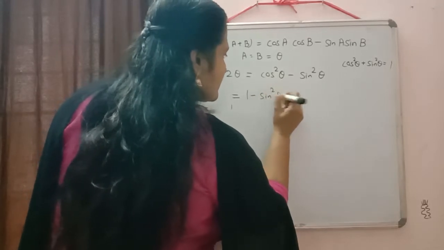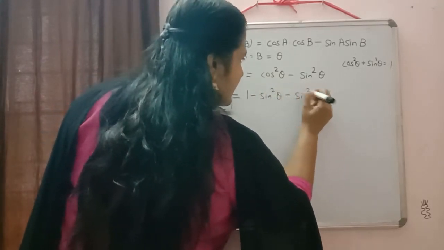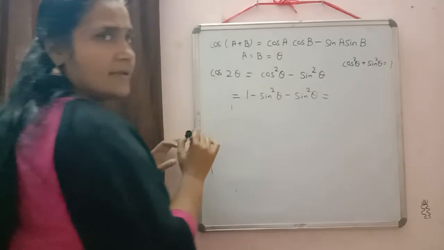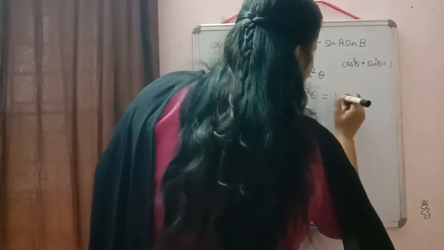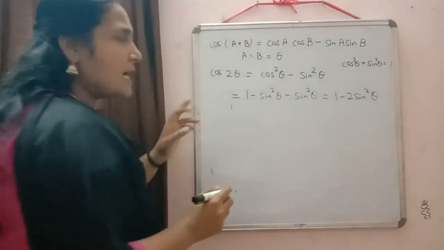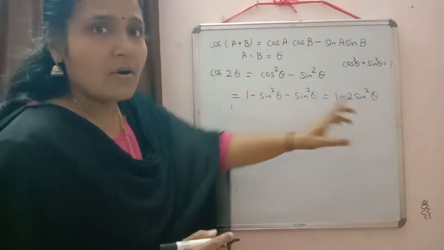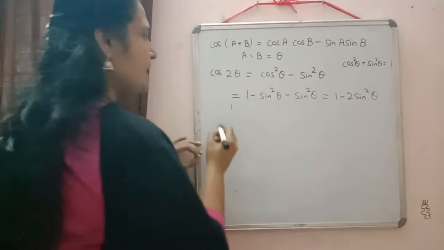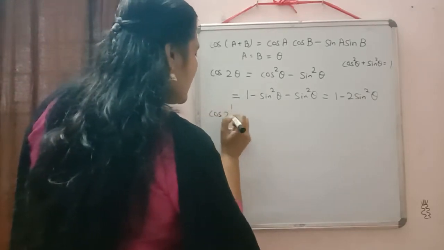1 minus sine square theta minus sine square theta is as it is written here. So it will be equal to 1 minus 2 sine square theta. So this is another formula for cos 2 theta. Now we can check in any other way. We can write down this one.